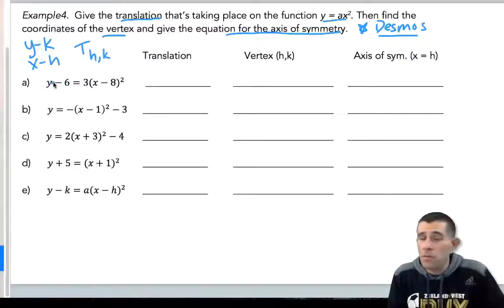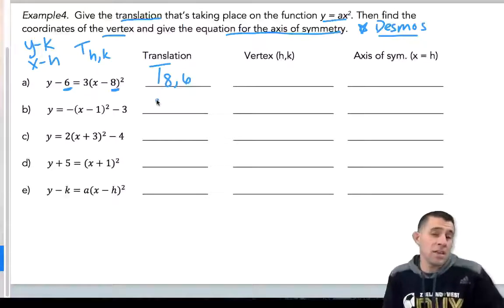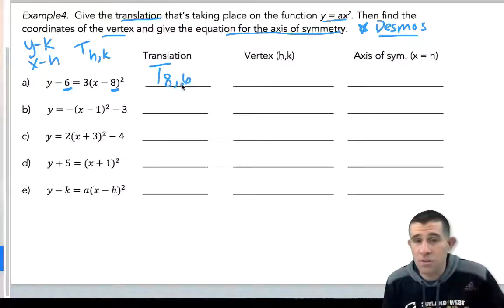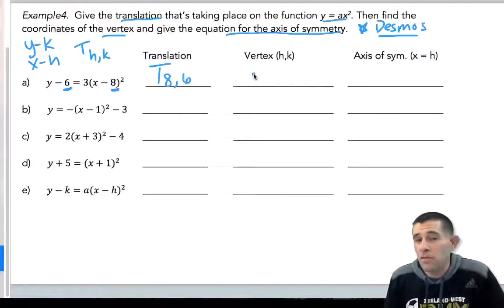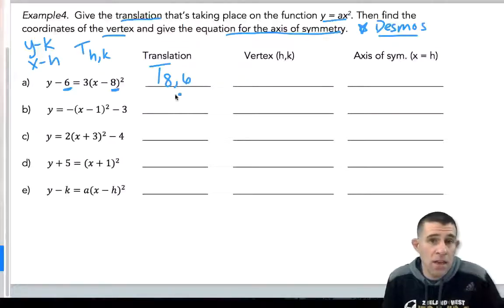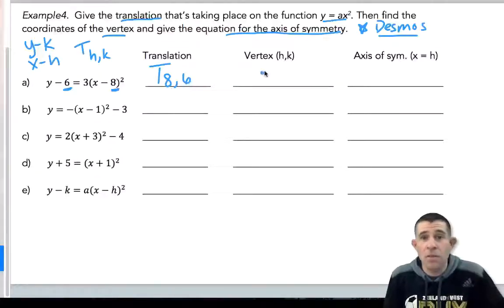So notice y got replaced with y minus 6, so my k must be positive 6 here, and my x got replaced with x minus 8, so my h must be 8. So my translation that's occurring here is (8, 6). I'm shifting or sliding it 8 units to the right and 6 units up, which means my vertex needs to be slid 8 units to the right and 6 units up, and that vertex will occur at (8, 6).